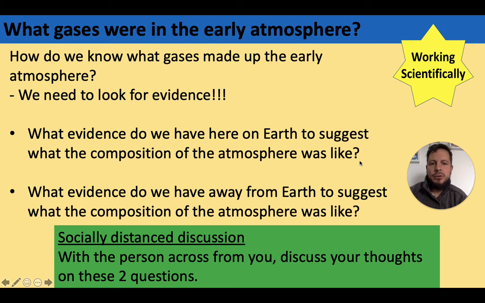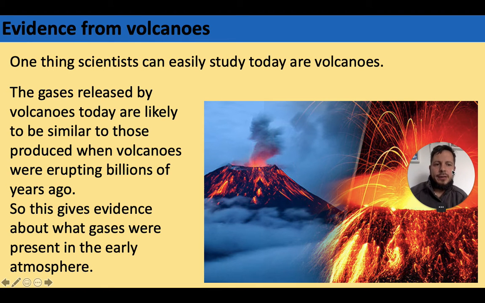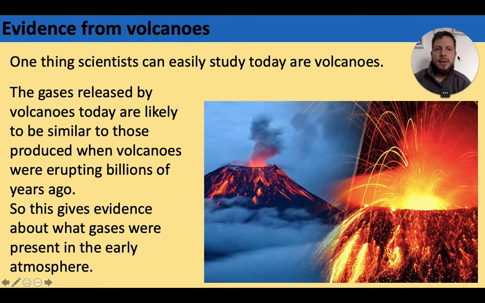Okay, so just keep hold of your thoughts. One of the ways that we get evidence for what the gases in the early atmosphere were like is from volcanoes. Gases released by volcanoes today should be very similar to those produced by volcanoes billions of years ago. So by looking at what gases are being spewed out of volcanoes today, we could make an educated guess as to what gases were being spewed out billions of years ago. So it gives us a bit of evidence.